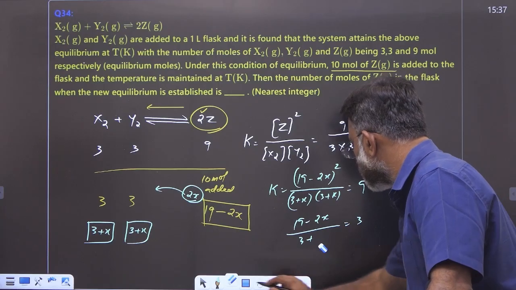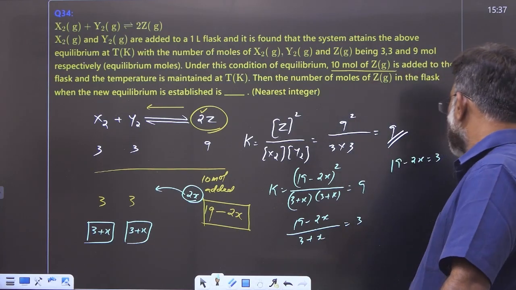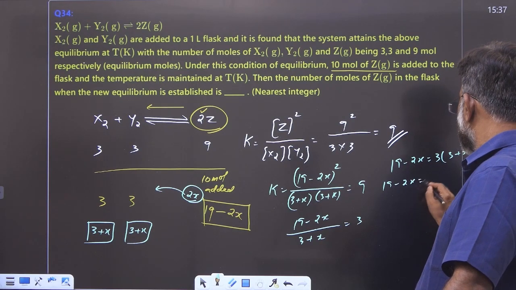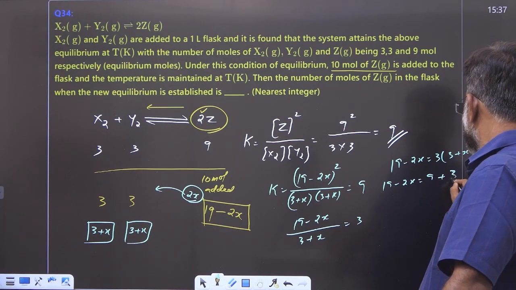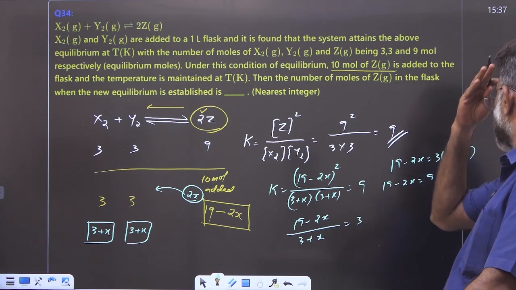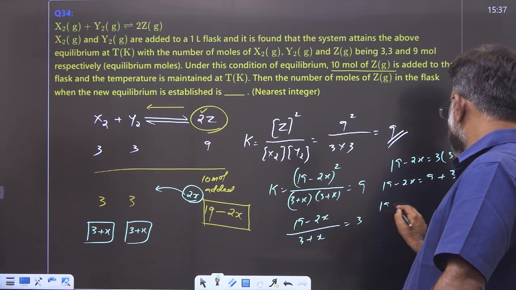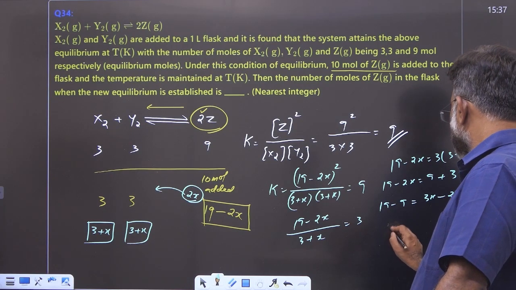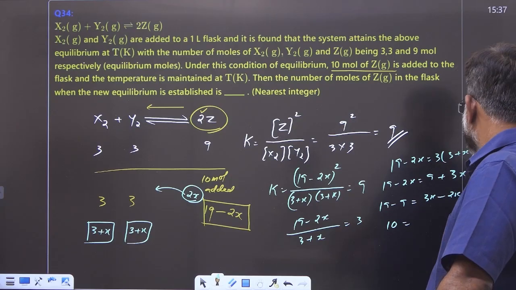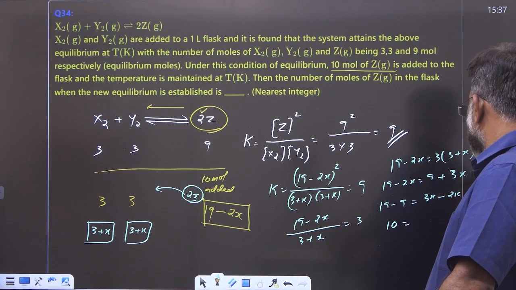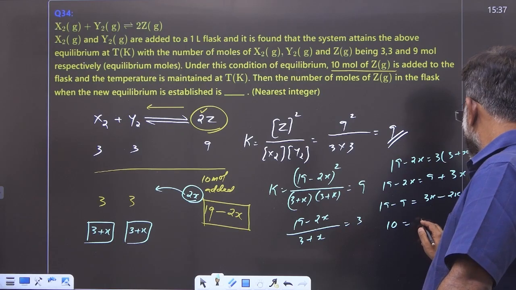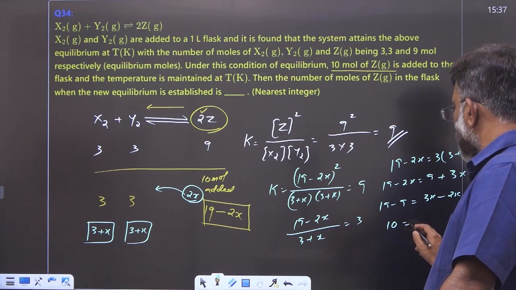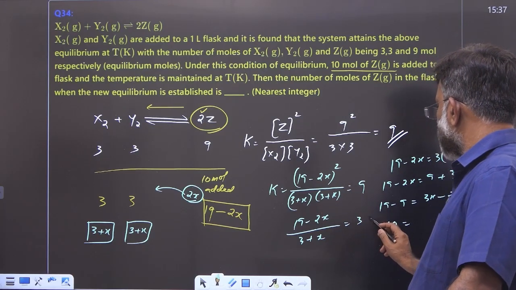here there is a mistake, 3 into 3 plus x. So it is 19 minus 2x is equal to 9 plus 3x. Isn't it? So 9 comes this side. 19 minus 9 equal to 3x minus 2x. Any mistakes happened?